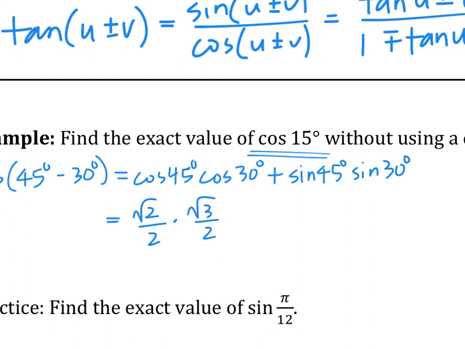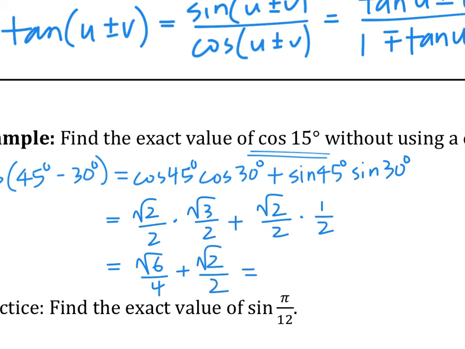Okay, what is sine 45? Radical 2 over 2. And sine 30? 1/2. Okay, let's review some algebra. Square root 2 over 2 times square root 3 over 2 is what? Square root 6 over 4. Okay, radicand times radicand. Square root 6 over 4 plus square root 2 over 2. Add them together, again, algebra review, is what?